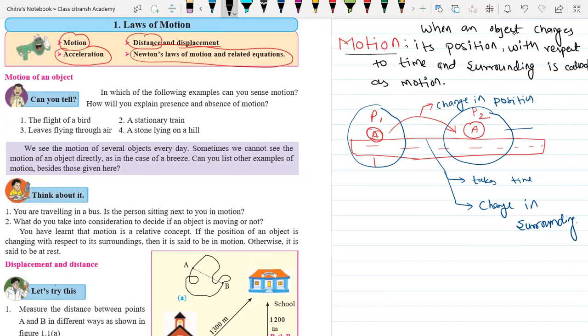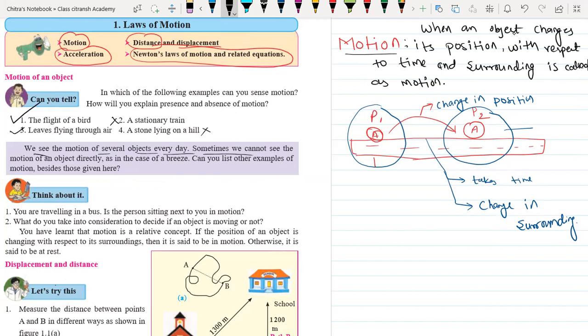Now we have to go through a few examples here. The flight of the bird, is motion there or not? Motion is there. What about a stationary train? There is no motion. Leaves flying through the air? Yes, there's motion. A stone lying on the hill? No motion. Yes, good. So we see motion of several objects every day.